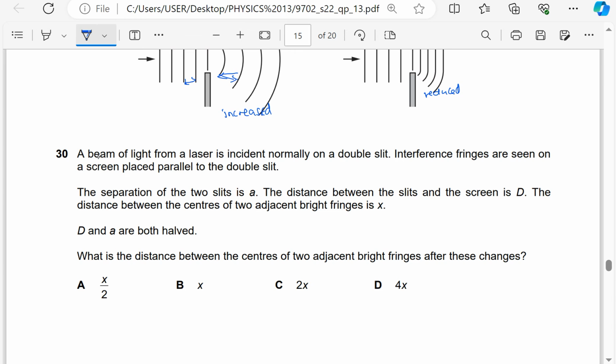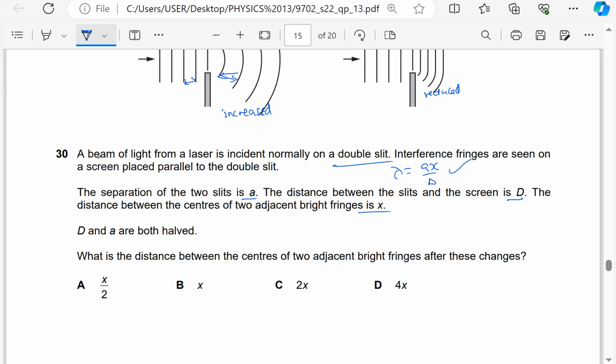A beam of light from a laser is incident normally on a double slit. Interference fringes are seen on a screen placed parallel to the double slit. Of course, when you hear double slit, the first thing to come into your mind is lambda equals to aX divided by D. The separation of the two slits is a, the distance between the slits and the screen is D, the distance between the centers of two adjacent bright fringes is X. D and a are both halved. What is the distance between the centers?